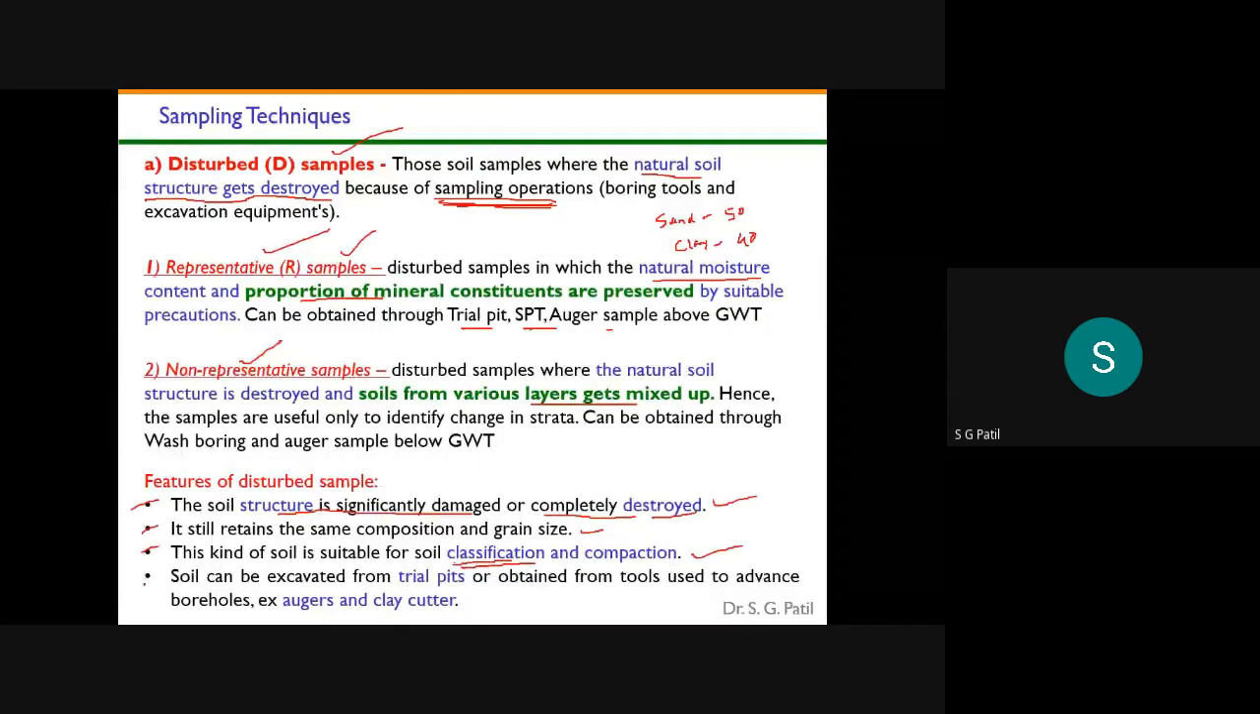Then what is the fourth feature? The fourth feature is that soil can be excavated from a trial pit or obtained from tools used to advance the borehole, for example an auger or clay cutter. These kinds of disturbed samples can be obtained from the trial pit, or they can also be obtained from boreholes, maybe with the help of an auger or a clay cutter.